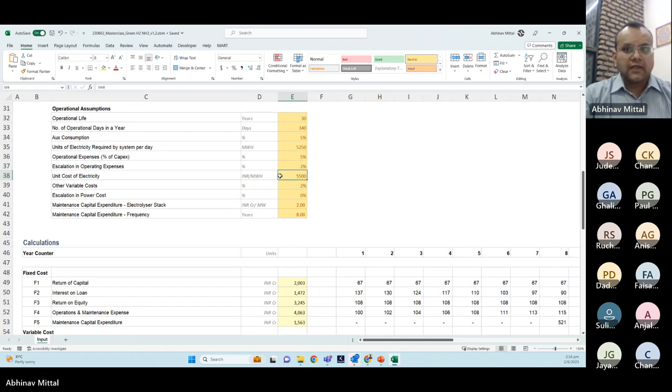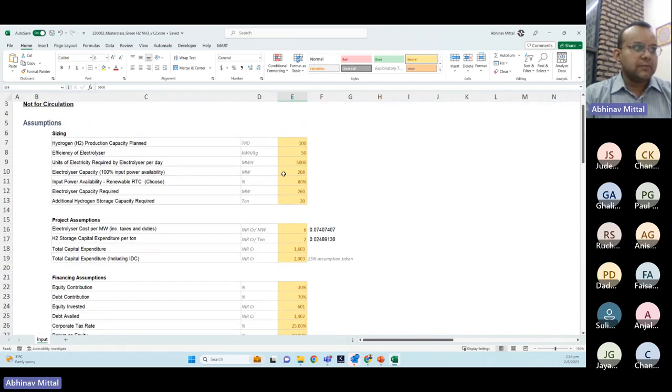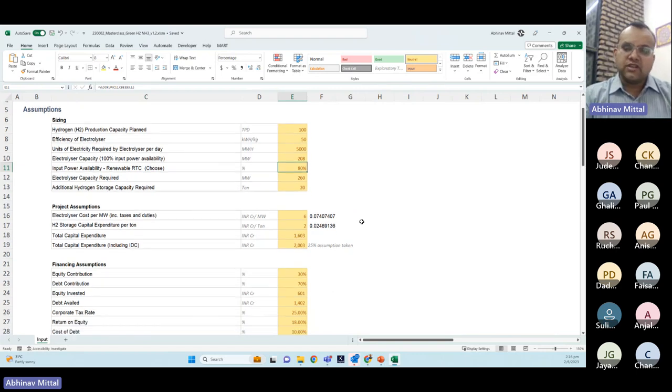Now, this unit cost is again very dependent upon the type of electricity that you have. As I said, I chose something which is a renewable RTC, which is available for 80% of the time. Now, if you choose something which is only solar, assuming only 20 to 40%, then the cost of electricity would be lower, but then you need a larger amount of electricity. So in the end, it comes down to the same economics in terms of the financial outflow.